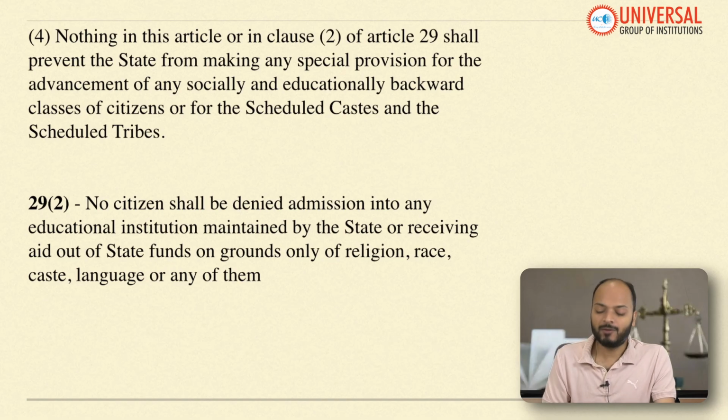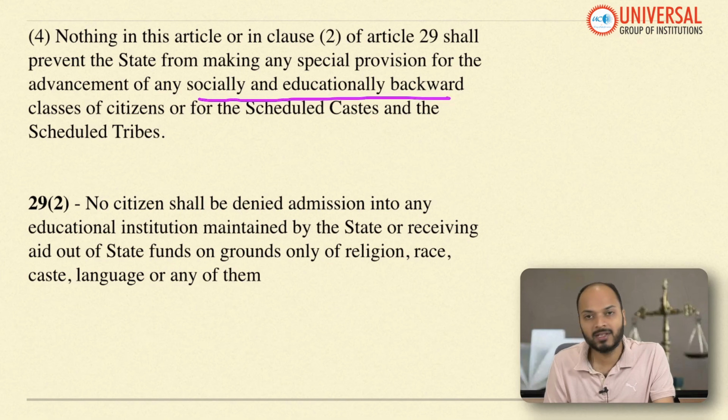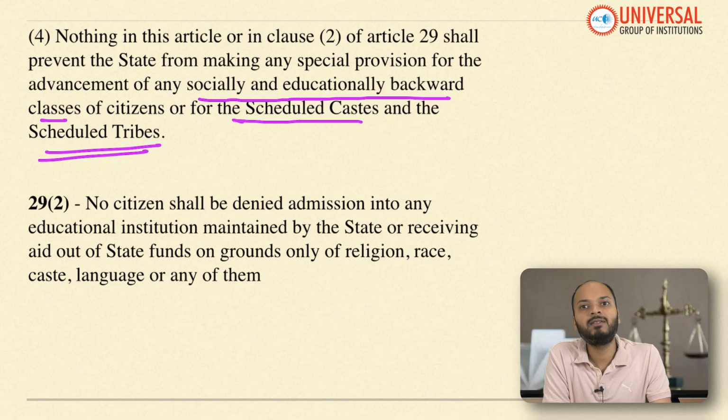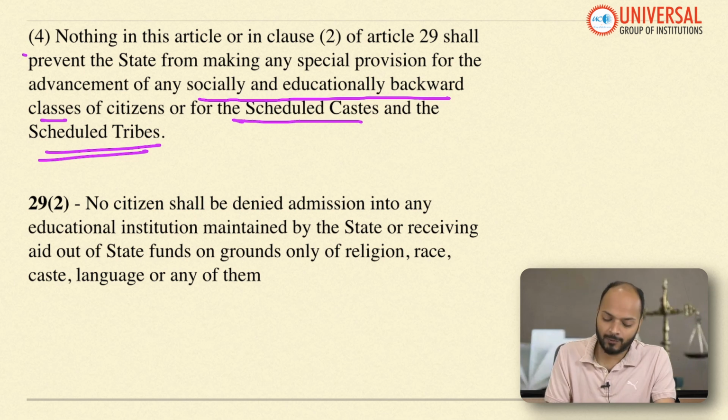Here in 15 subclause 4, they have mentioned that for people who are socially and educationally backward, and citizens belonging to Scheduled Castes and Scheduled Tribes, the state can make special laws to uplift them. This move of the state also should not be considered a violation of 15 subclause 1 or 15 subclause 2. That is what 15(4) says.